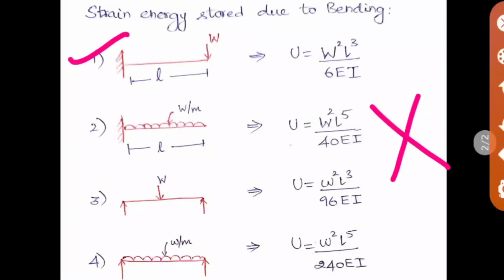Okay, so this you can remember easily. The other values 6, 40, 96, 240, this alone you have to remember. So to make it easy for you, I just remember like this. This is L cube by 6, L cube by 96, 6, 96. Okay, and L power 5 by 40, L power 5 by 240, 40, 240. So you can remember like this also. So these four formulas are very, very important.